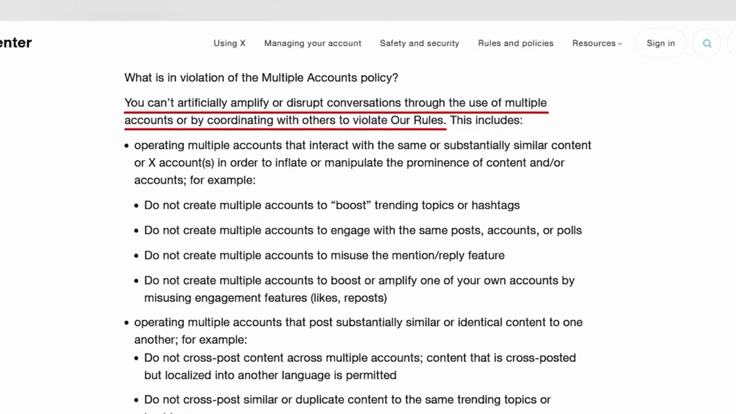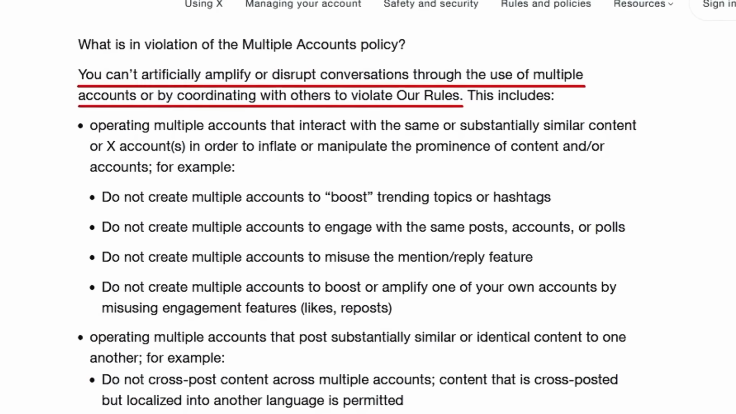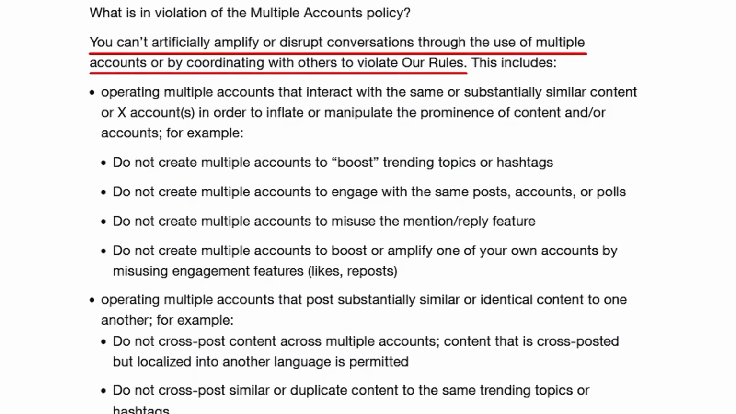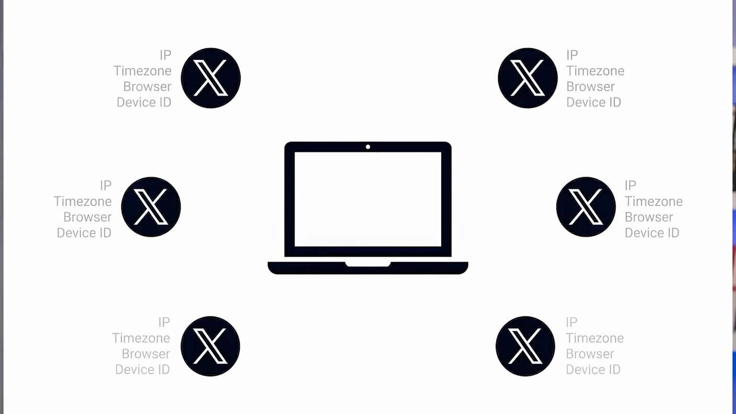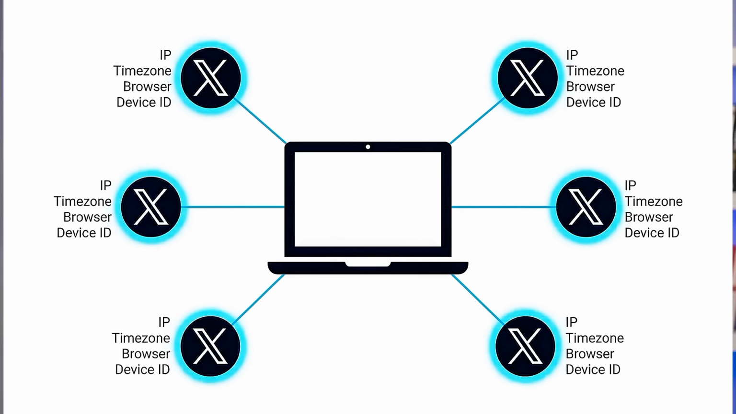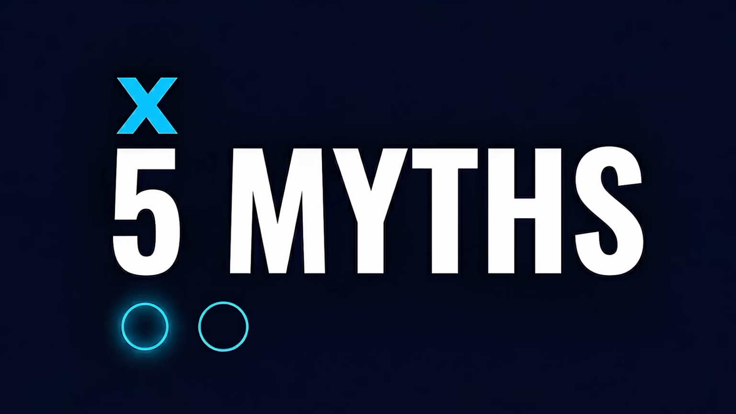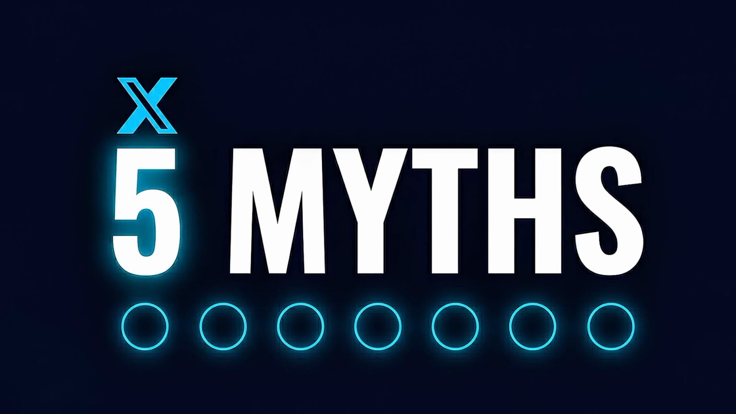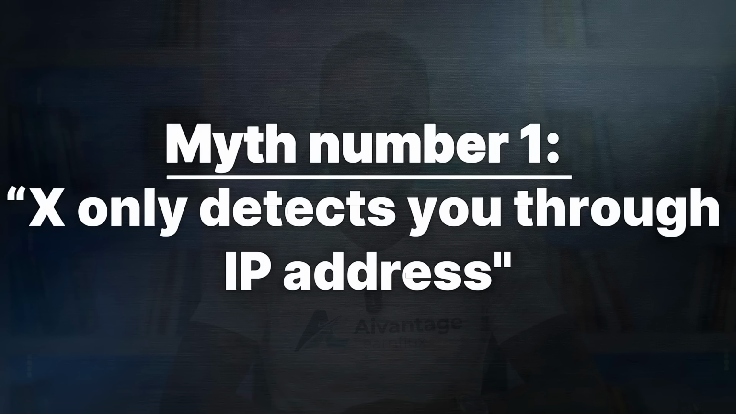New account after ban. Creating a fresh account from the same device equals instant detection through fingerprint matching. X doesn't even wait for content issues. The new account is suspended purely based on identity linking. Let me clear up 5 things people get wrong about X suspensions. Myth number 1.